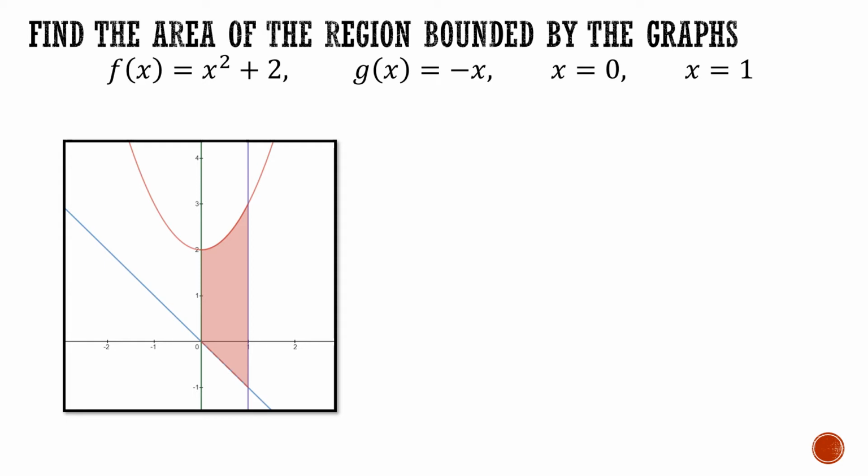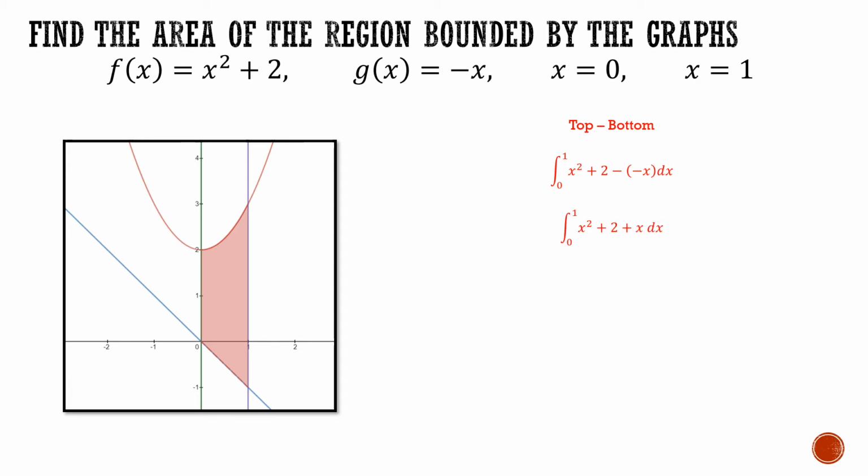All right, so when I look at this, I see that I have bounds from 0 to 1 on the x-axis, and I see a function x squared plus 2, which is on top of the function negative x. So when I think about how I'm going to find the area, I'm going to do top minus bottom. All right, so I have the integral from 0 to 1, because that's my left and right bound, of my top, which was x squared plus 2, minus my bottom, which was negative x.